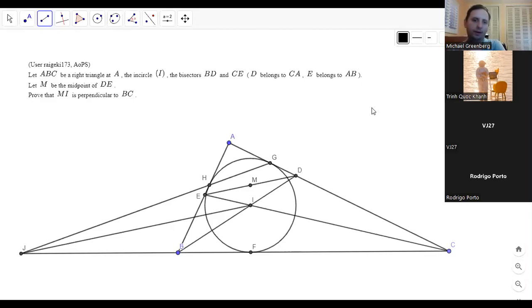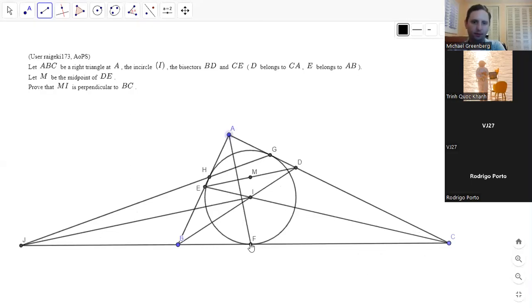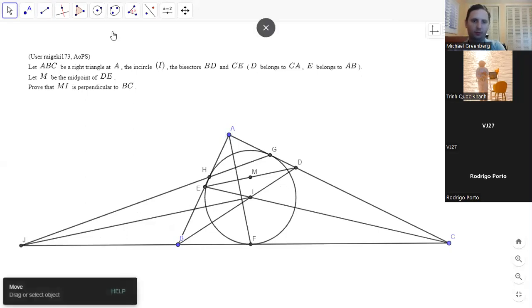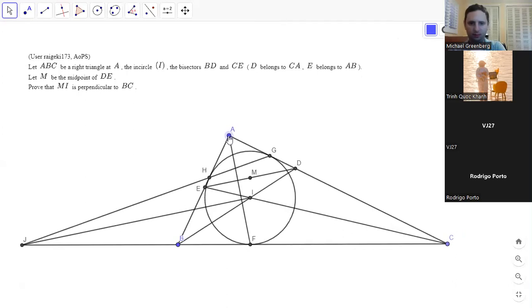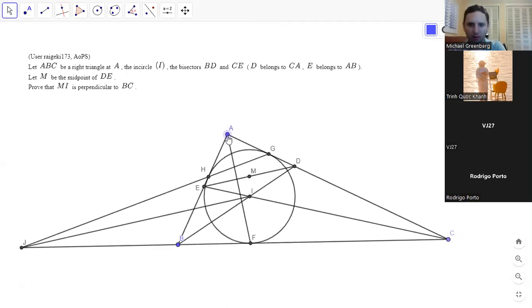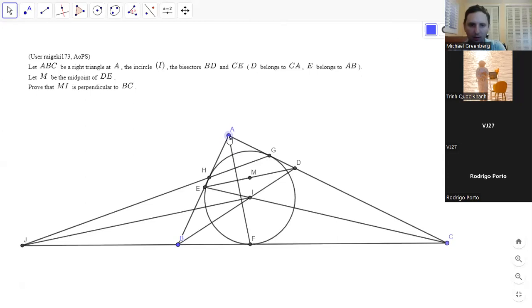Yeah, what do we know about IJ? Is IJ perpendicular to AF? I think it is, right? I think that's a well-known fact. Yeah, because this is the polar of J, since J lies on the polar of A, A lies on the polar of J. So by symmetry, this is the polar of J. And so that means that IJ has to be perpendicular to AF.